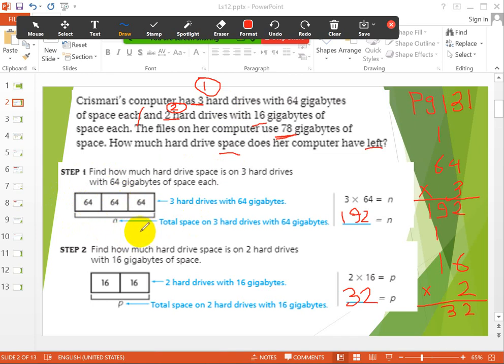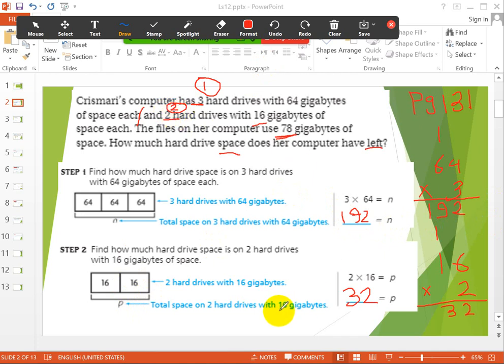But in the easiest way, if you repeat the same number many times, if you repeat the same number 3 times, that means you have to multiply this number by 3. Okay? So 64 multiplied by 3, as we learned last lesson, how to multiply 64 by 3, it will be what? 192.